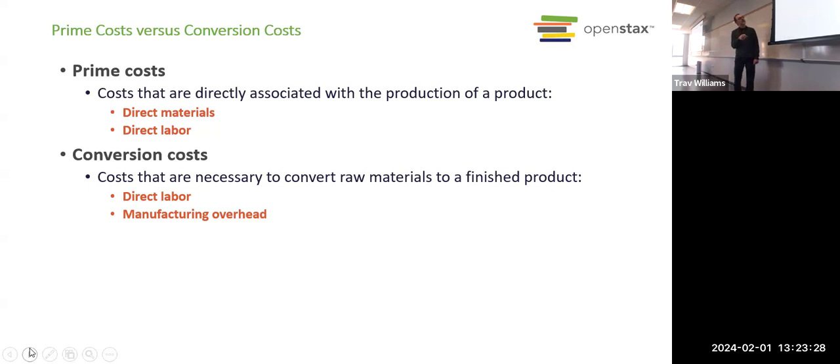Now conversion costs tell us what does it cost to convert that raw material into a finished good, right? And the way you convert a raw material into a finished good is you add labor and you add overhead.